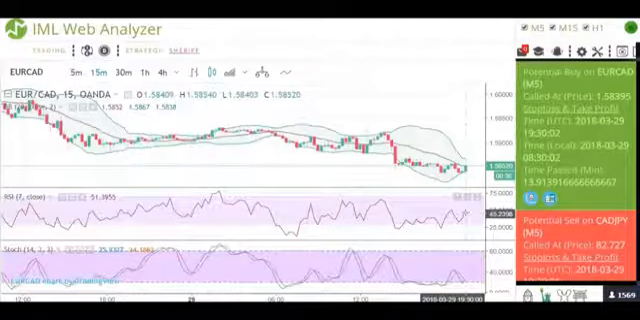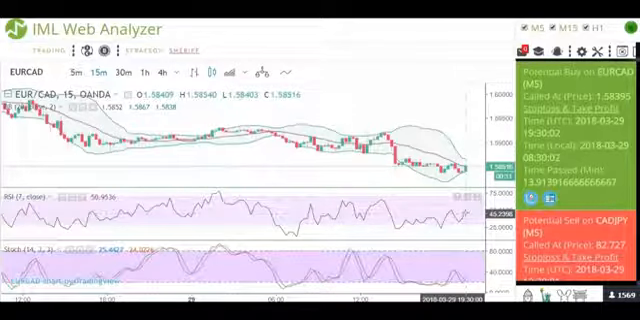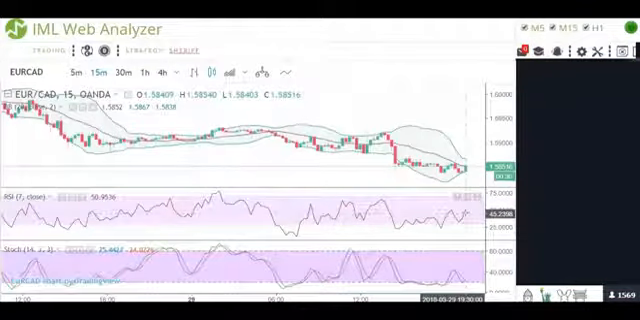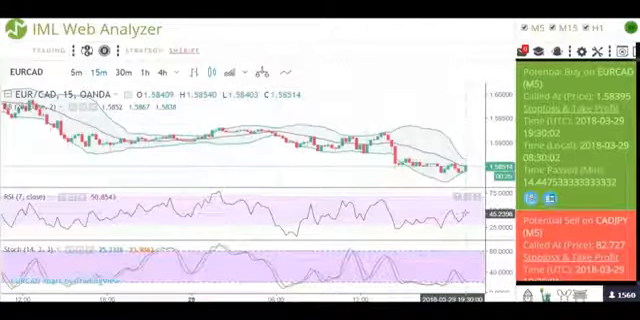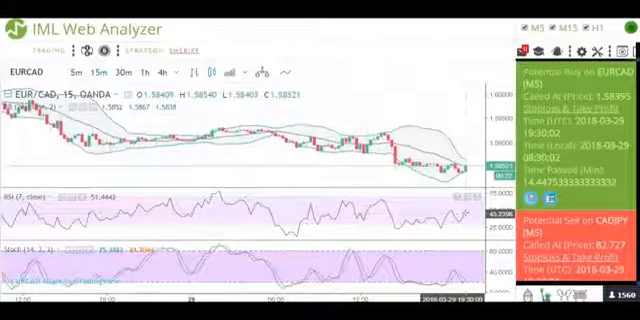If you are using the Sheriff strategy, if you use any other strategy, you can easily go into the market. But for the Sheriff strategy, you don't want to touch the market.